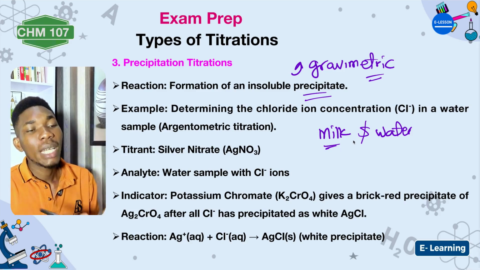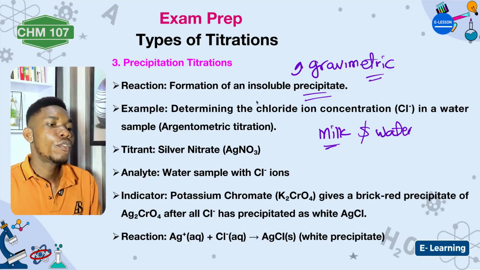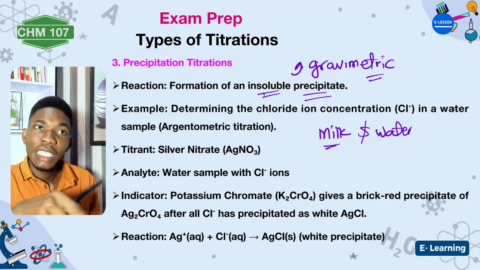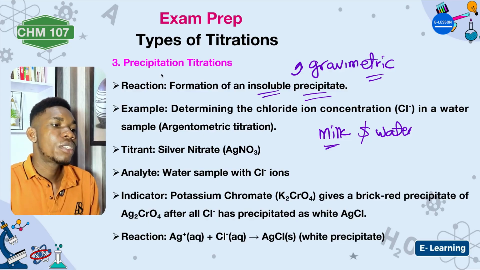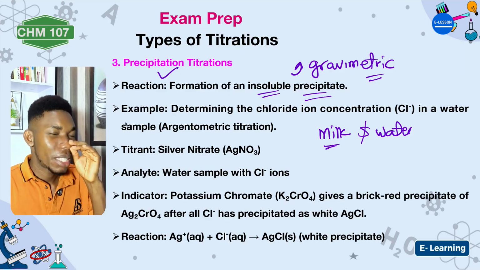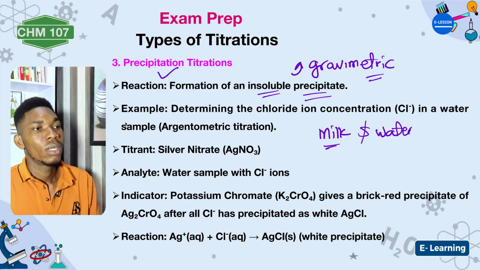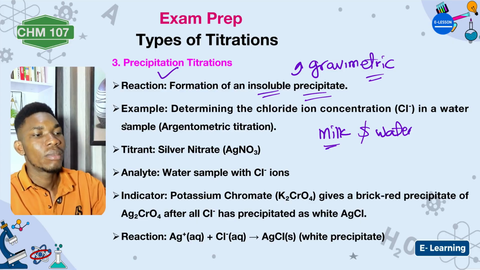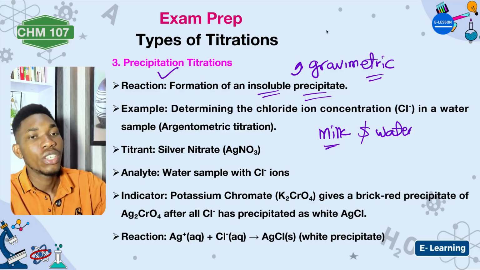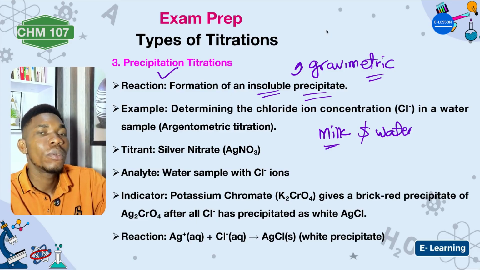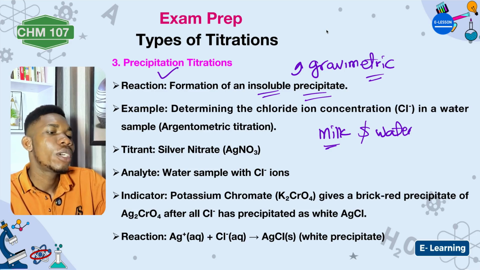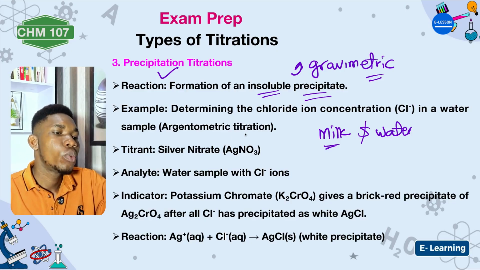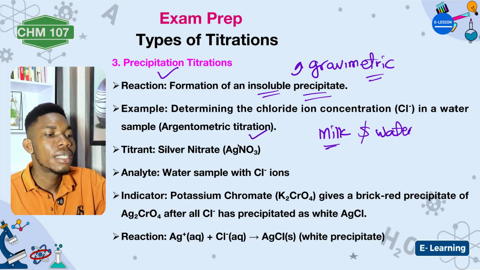In such a way that if you filter, you'll be able to get the milk separate and the water separate. Are you getting it? So the formation of something that is insoluble, like you will see, versus soluble, is the principle in precipitation titration. When a white precipitate forms, it means that there is something that is not dissolved in the titration experiment. That thing that is not dissolved, you can filter it and then measure the weight present. Now, for instance, determining the chloride ion concentration in water, that is argentometry, uses this titration.